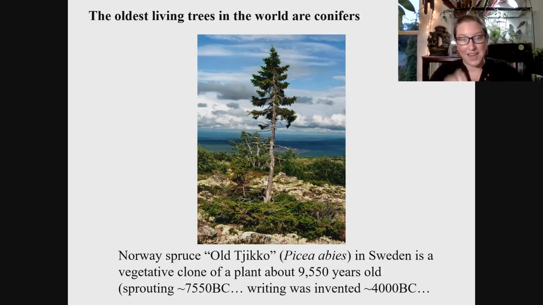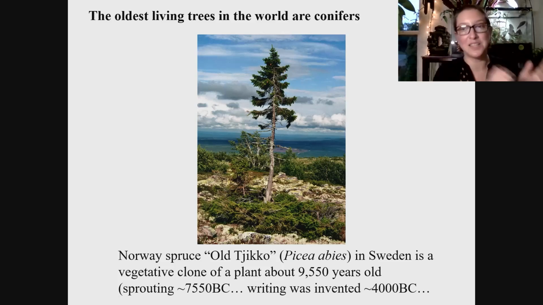And so scientists have used DNA to determine that this plant here, which is called Old Tjikko, I think that's how you say that, in Sweden, is a clone of a plant that started almost 10,000 years ago. So there was a plant almost 10,000 years ago, and it made a clone of itself, and then that plant made a clone of itself, etc., such that we still have this one today, almost 10,000 years old. So the lineage of vegetative clones that would have made this plant would have sprouted in 7550 BC.